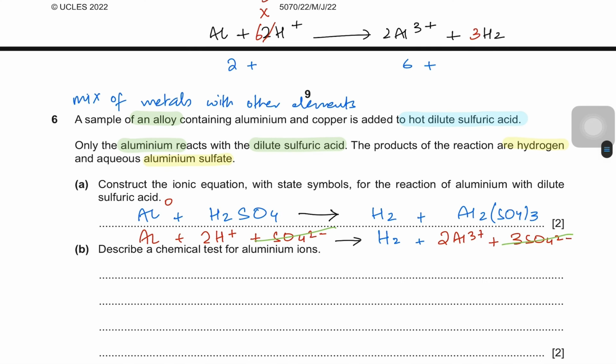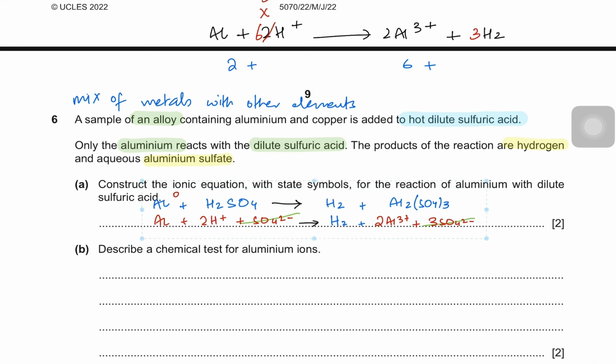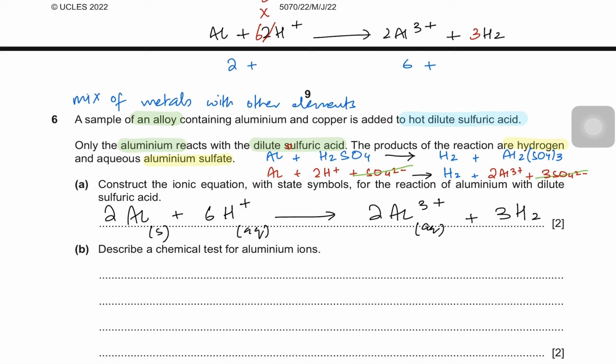So your final equation becomes, let me make it smaller for extra working. I will put it here. The final equation becomes 2 aluminium reacts with 6 hydrogen ions to make 2 aluminium ions and 3 moles of hydrogen gas. When we talk about state symbols, aluminium was a solid metal. Hydrogen ions were in the aqueous acid. Aluminium ions are in the aqueous salt, and hydrogen was a gas.